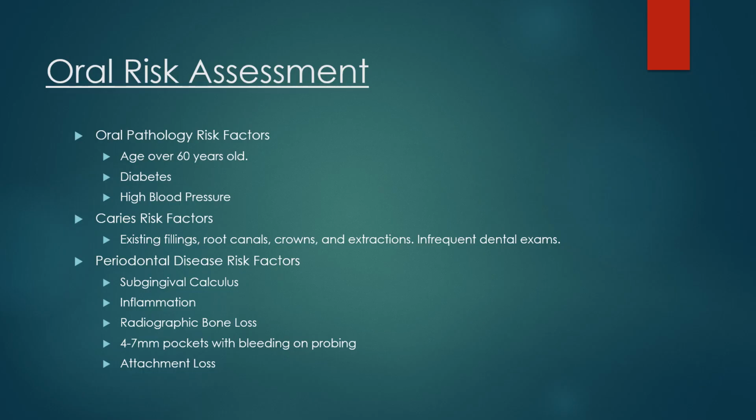His oral risk assessment shows that he has pathology risk factors of being over 60 years old and having diabetes and high blood pressure. His caries risk factors are his existing fillings, root canals, crowns, and extractions, as well as infrequent dental exams. His periodontal disease risk factors are the presence of subgingival calculus, generalized inflammation, radiographic bone loss, 4 to 7 millimeter pockets with bleeding on probing, and attachment loss.